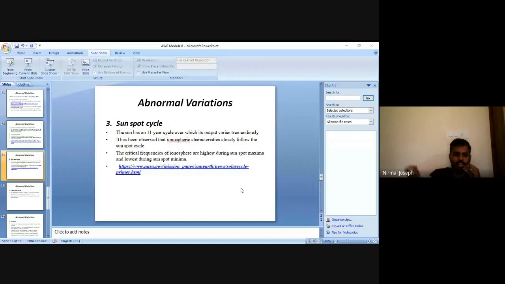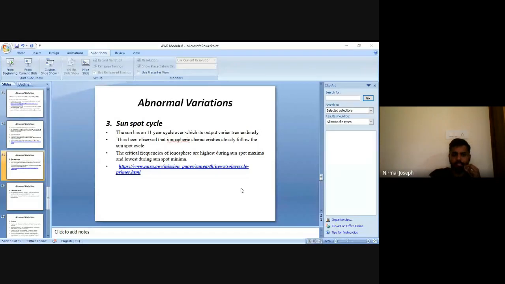Once in every 11 years, the pattern of the sun's radiation is also going to repeat. The sun has an 11-year cycle over which its output varies tremendously. It has been observed that ionospheric characteristics closely follow the sunspot cycle. That is obvious because the ionosphere always depends on the sun's radiation. So if the sun's radiation changes over a cycle, the corresponding change will happen in the ionosphere also.